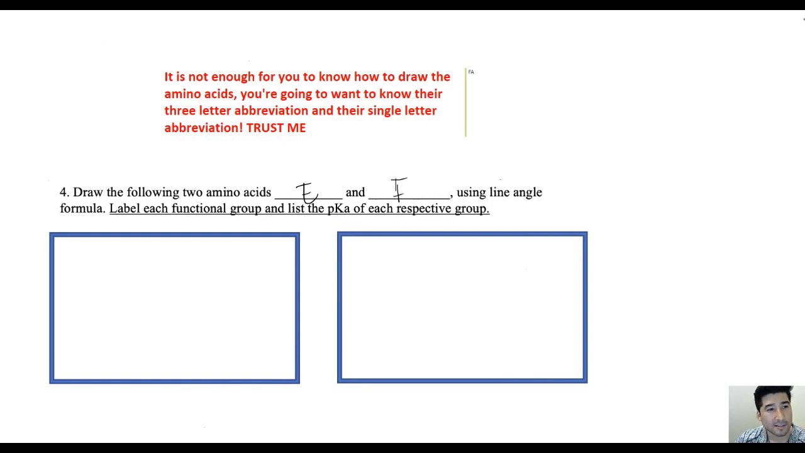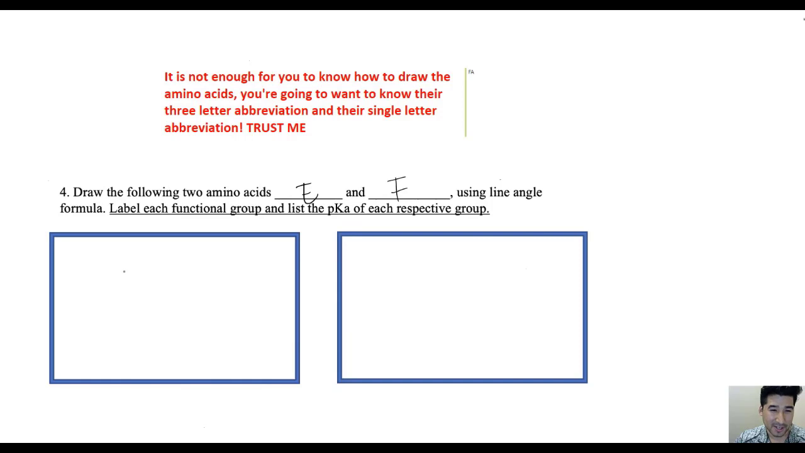Let's see. Okay, there we go. So yeah, it is F. Alright, so drawing amino acids. It's fun, it's simple. We both know those 2 things aren't true.